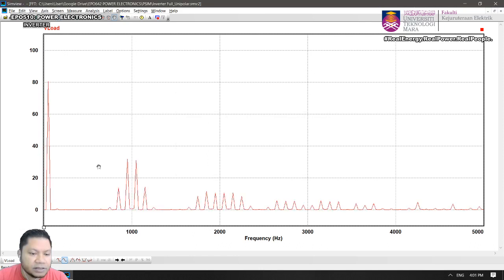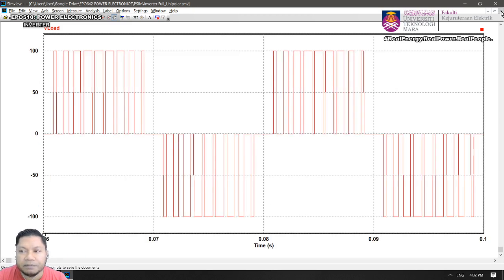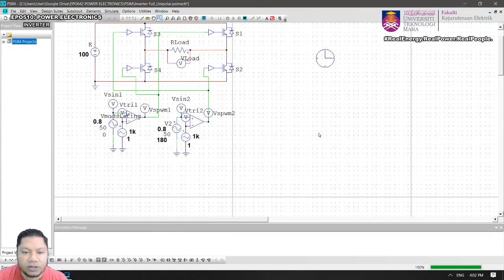Okay, right. So that will be the fundamental of 80 volt, and then the switching frequency and its multiples. There is no component at the switching frequency. So this is unipolar PWM. Alright, what about the bipolar PWM? Let's have a look.